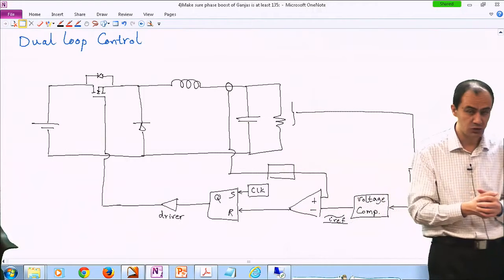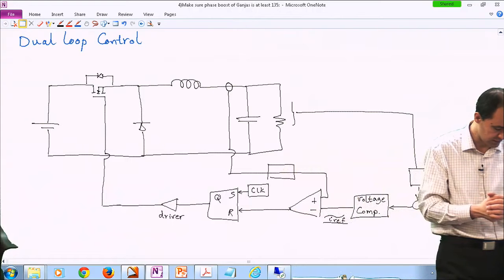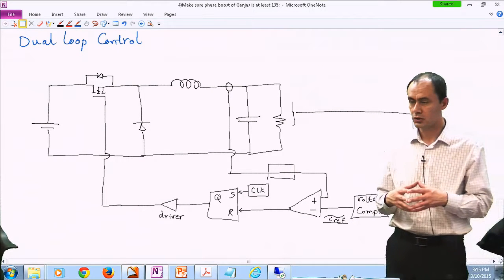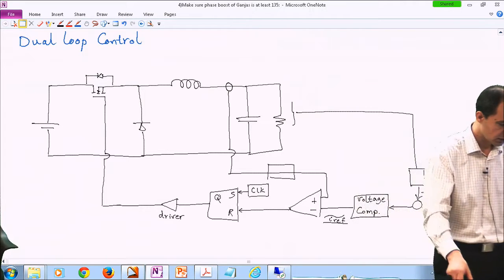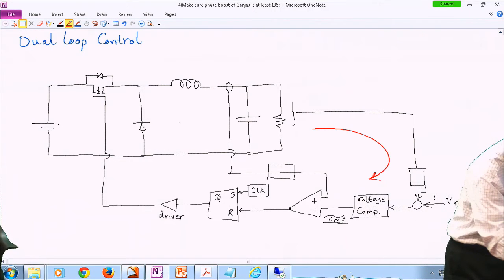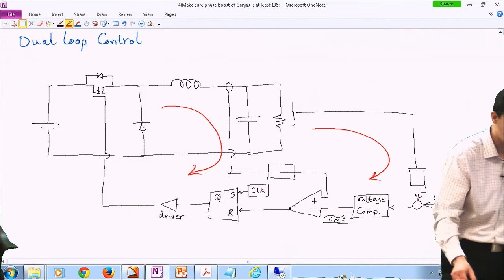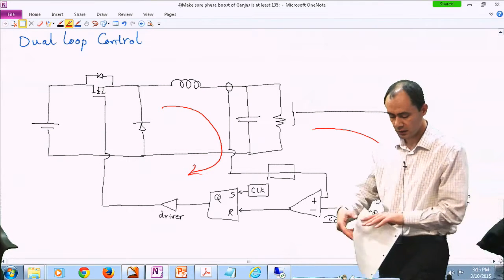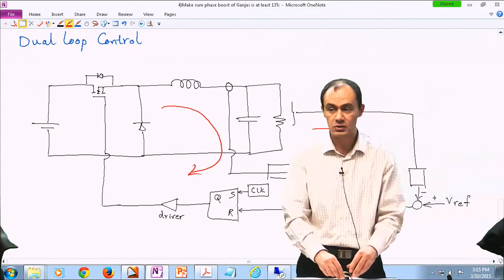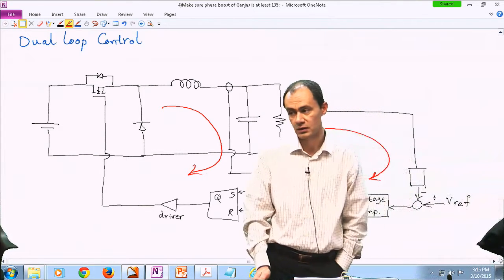We are running out of time. We're going to have a bunch of examples next time. But the name dual loop control, which is still on the screen, comes from the fact that now you actually have two loops. There is a loop here, and there is a loop over there. So that's why we call it dual loop control, or current mode control, because not only are we measuring the output voltage, we are also measuring the inductor current.